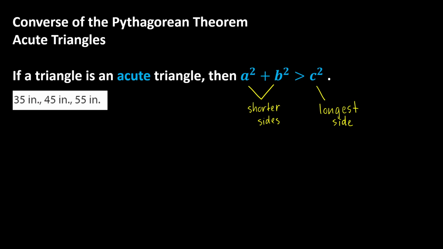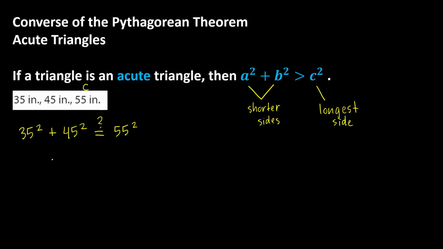So in our example with 35, 45, and 55 inch side lengths, I can already see that 55 is my longest side. That is going to take the place of c in our formula. So let's determine if a squared plus b squared is greater than c squared. So 35 squared plus 45 squared, and then we are not sure whether this is equal to, less than, or greater than 55 squared. That's why I put the question mark here. We are not sure if they're equal yet.